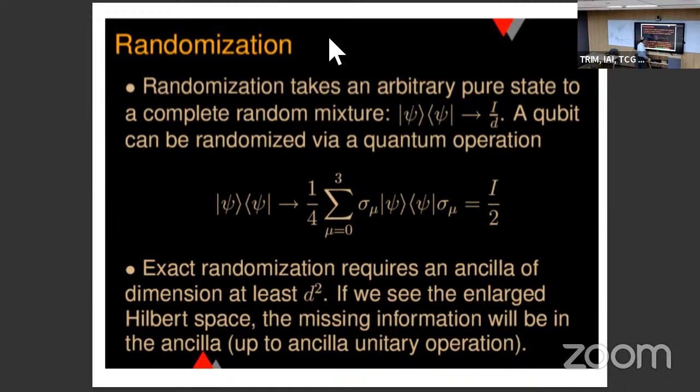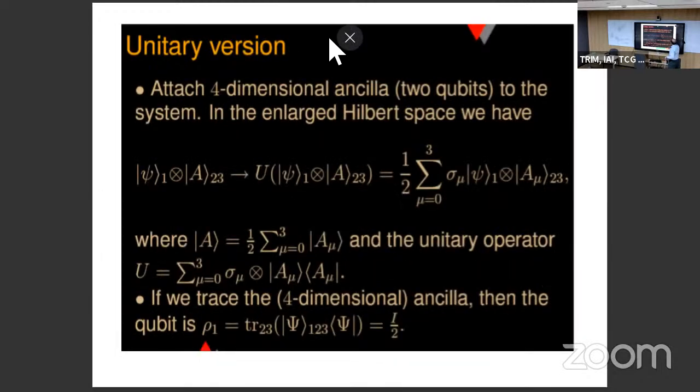I want to highlight this physical process, and then see how this example illustrates the no-hiding theorem. What I want to now claim is that if you do this randomizing channel in a larger Hilbert space, you will realize that the information which was there in the original system actually remains in some ancilla qubits. So what you do is attach a 2-qubit ancilla. Your system is a single qubit, and the whole universe is 3 qubits. That is your closed system. You take the input qubit, and you take the 2-qubit ancilla. This 2-qubit ancilla is your rest of the universe.